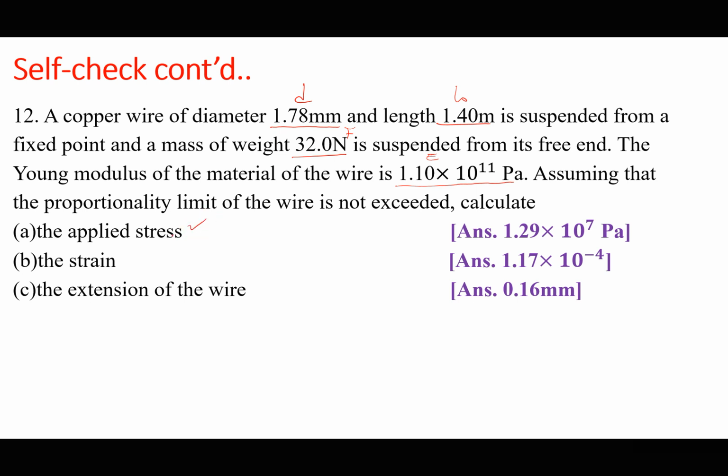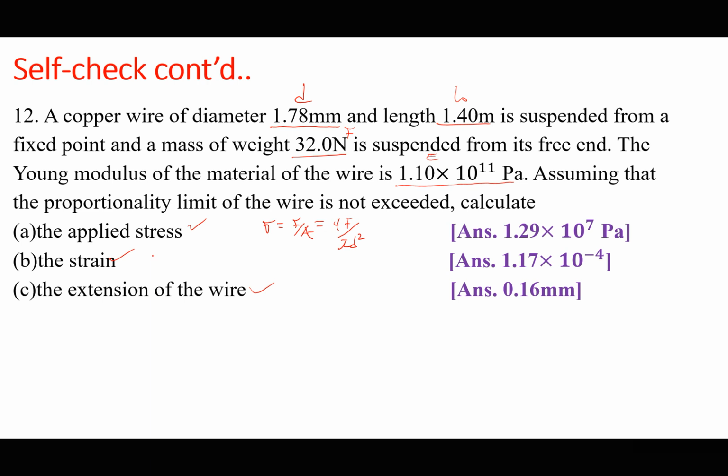Calculate the applied stress, the strain, and extension of the wire. So here I'll just state the formulas. Stress is force over area. They gave us diameter, so area is pi d squared over 4. So this becomes 4F over pi d squared. That will give you the stress.